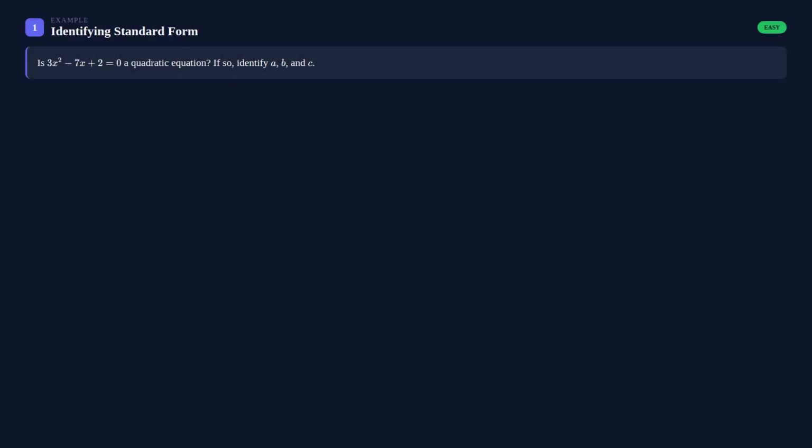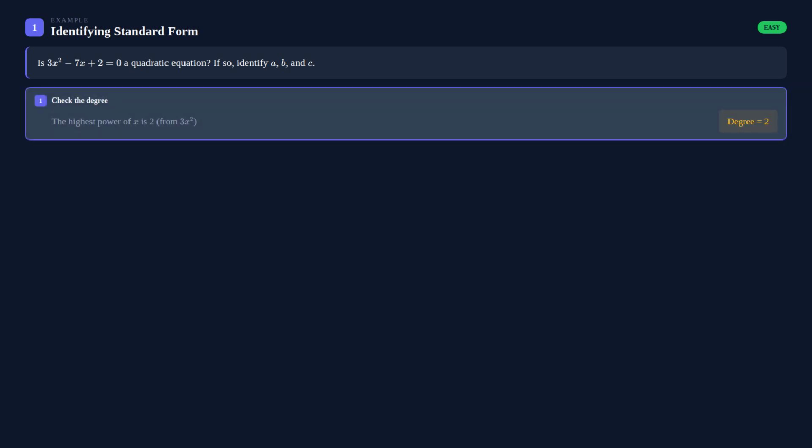Example 1. Identifying standard form. Let's look at: is 3x squared minus 7x plus 2 equals 0 a quadratic equation? If so, identify a, b, and c.